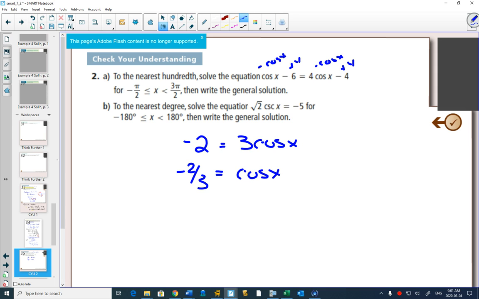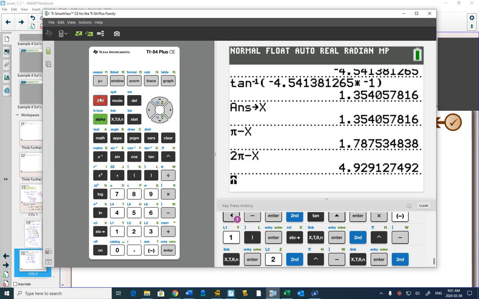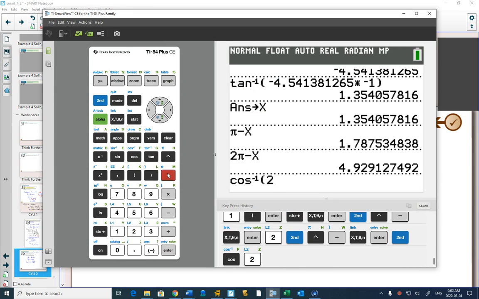The difference in question number 2 is this is not on your unit circle, so you're going to need to find a reference angle. Since the angle is x, you'd write your reference angle with an x. Your reference angle is always found by doing cos inverse of positive 2/3, because the reference angle is based on an actual triangle if we drew it out. And we need to go to our calculator. Cos inverse of 2/3.